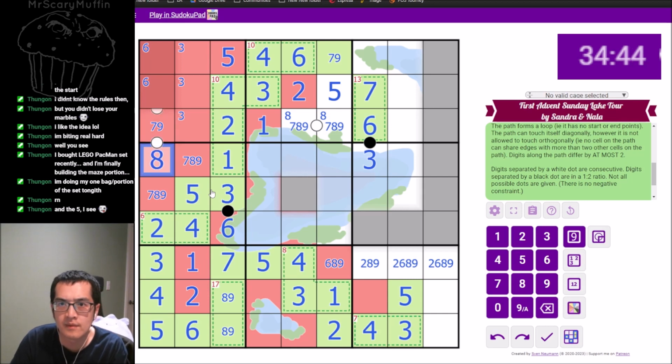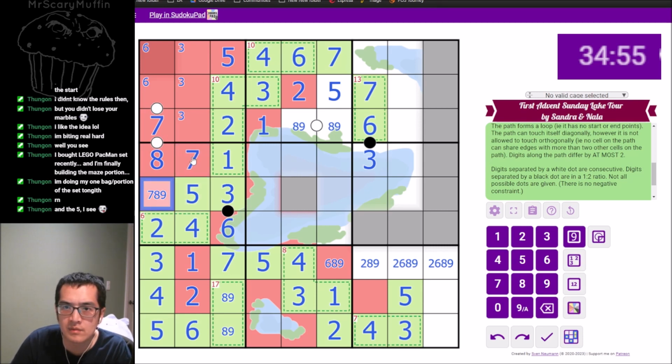Yes. And now we see there's a dot, so this can't be a 9, so that's a 7, which removes the 7 from here, puts the 7 over here, puts the 7 here. So that was still okay. That's a 6 here, and we're missing the 1 here.